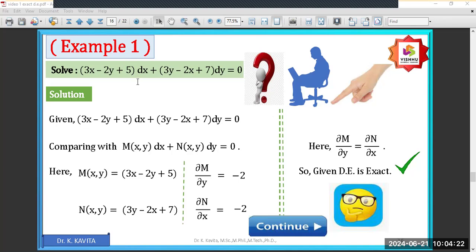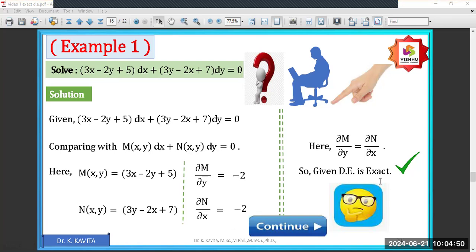An example. First example, 3x minus 2y plus 5 into dx plus 3y minus 2x plus 7 into dy equals 0. We identify that it is in the form M dx plus N dy equals 0. Now differentiating the first term partially, dou M by dou y equals minus 2. Differentiating the second term partially, dou N by dou x equals minus 2. Hence both are equal, so this is exact.